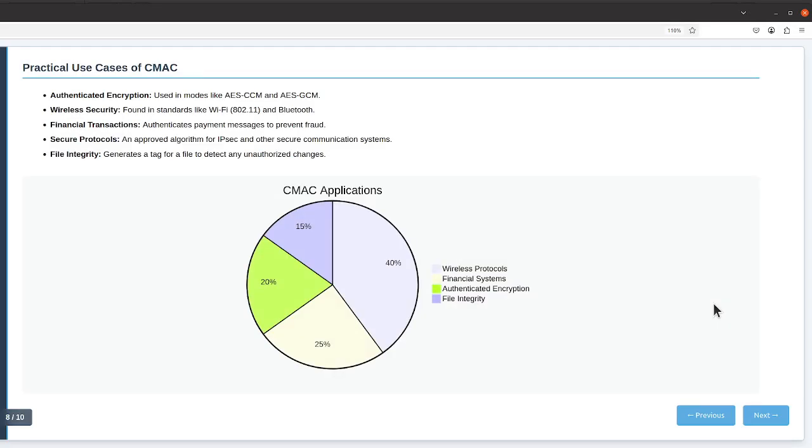Practical use cases of CMAC. So, where is CMAC actually used in the real world? Its applications are widespread, particularly in systems that require both efficiency and strong security guarantees. One of the most common areas is in secure communication protocols. For example, it is an approved algorithm for use in government applications as specified by NIST, the National Institute of Standards and Technology.